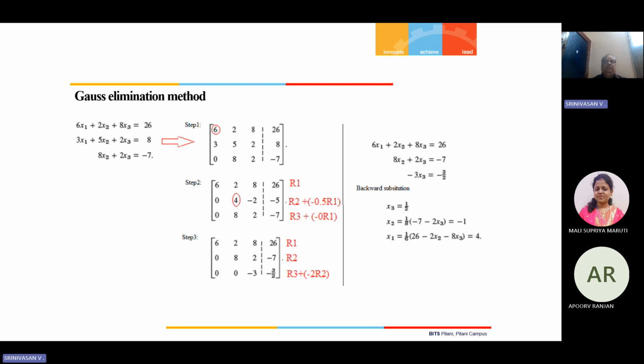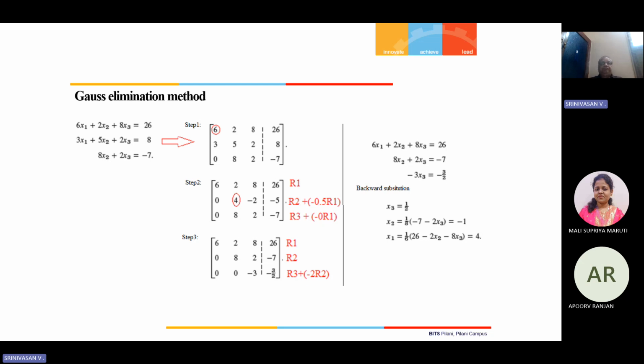Now let's look at solving a system of three equations in three unknowns. Solve by Gauss elimination method the following equations: 6x1 plus 2x2 plus 8x3 equal to 26, 3x1 plus 5x2 plus 2x3 equal to 8, and 8x2 plus 2x3 equal to -7. That means 0x1 plus 8x2, isn't it? When there is no variable, its coefficient is 0.